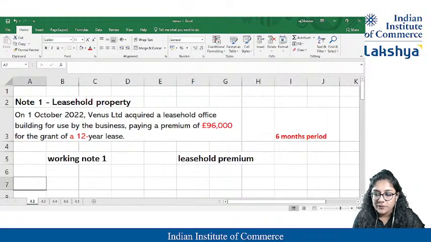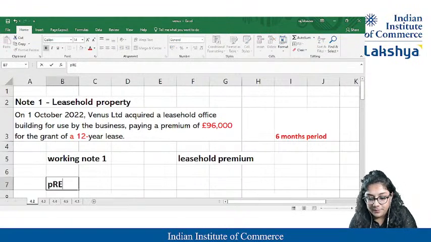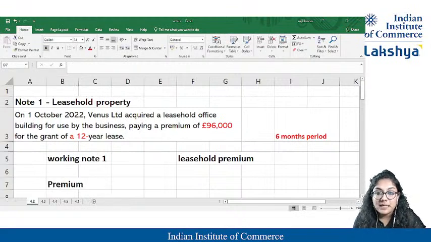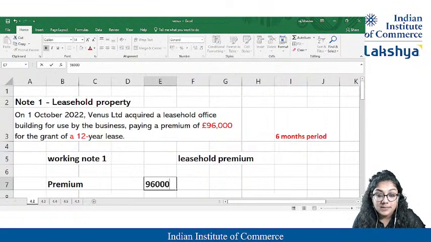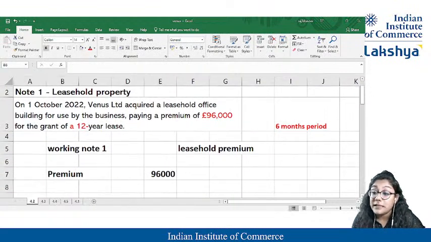So yeah, the first thing I got is premium received. I have to book premium like that. So what's the amount of premium, guys? The amount of premium is 96,000. Yeah, 96,000. Students, everything in pounds.